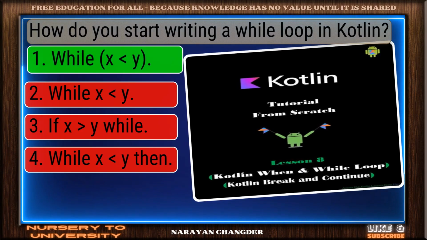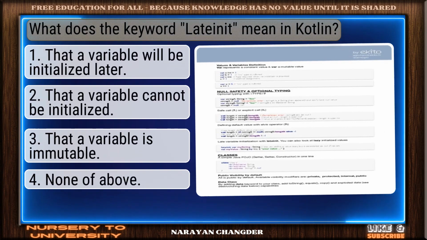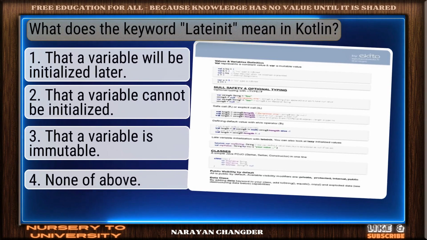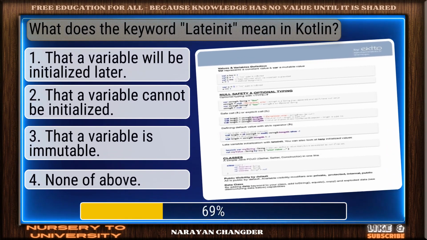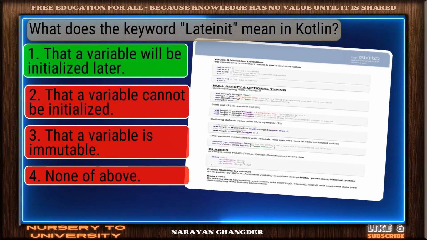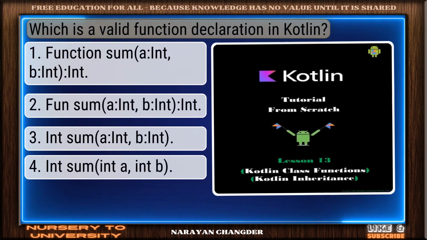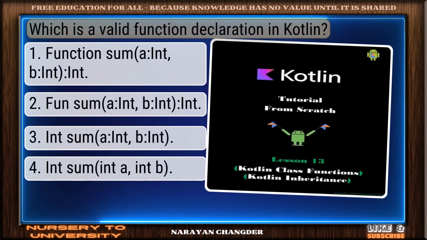Right choice. While is the best answer. Question number 42. What does the keyword lateinit mean in Kotlin? You got it. Your choice that a variable will be initialized later is right. Question number 43. Which is a valid function declaration in Kotlin?